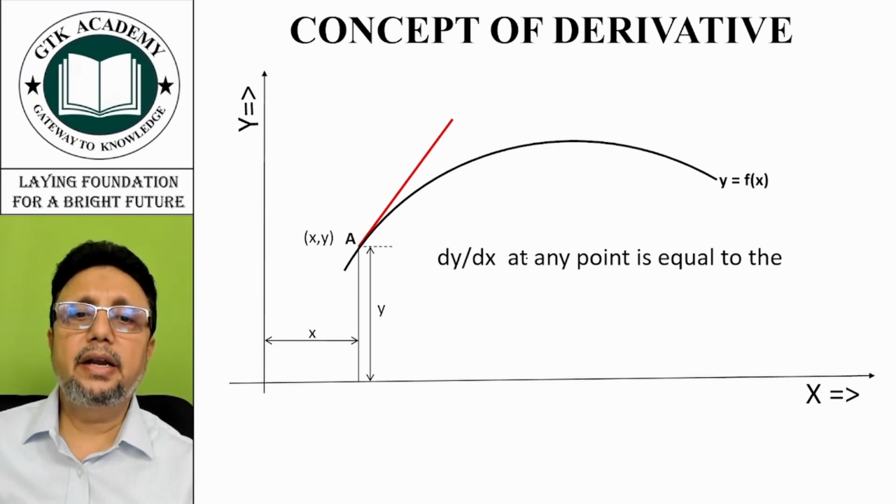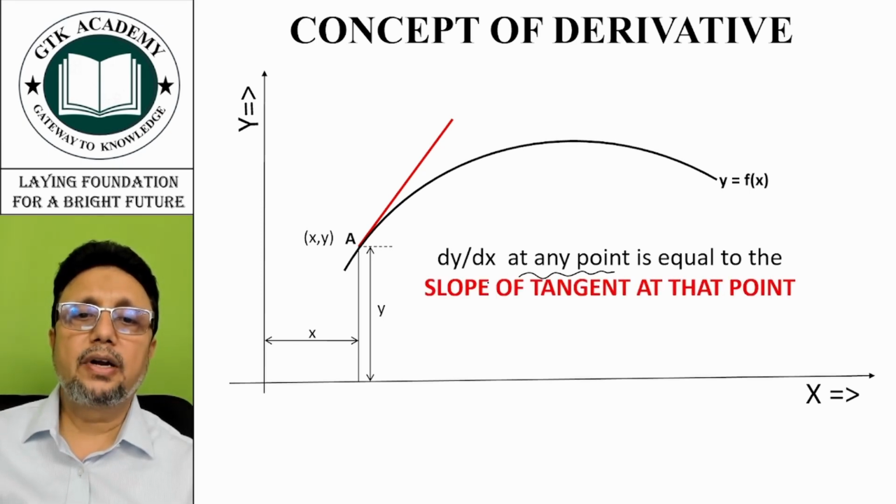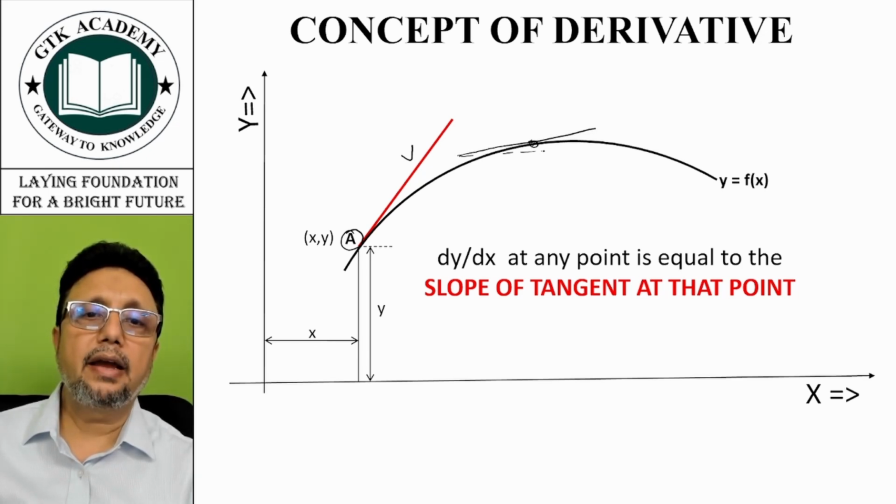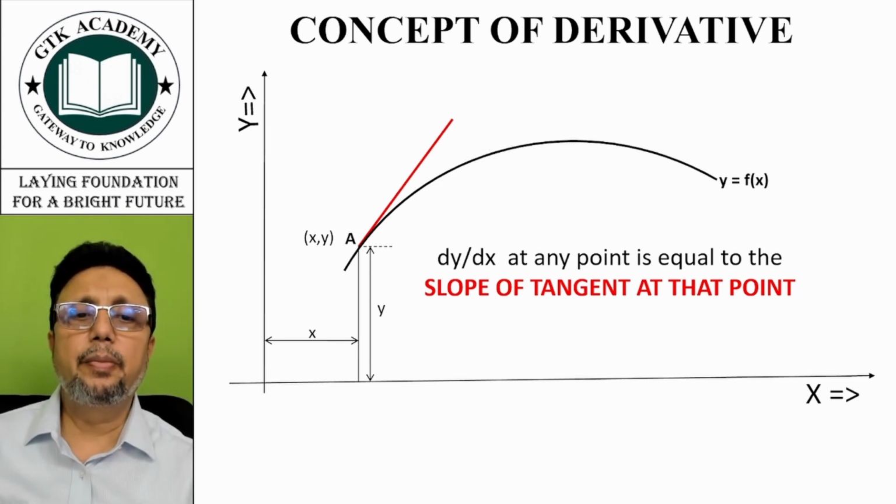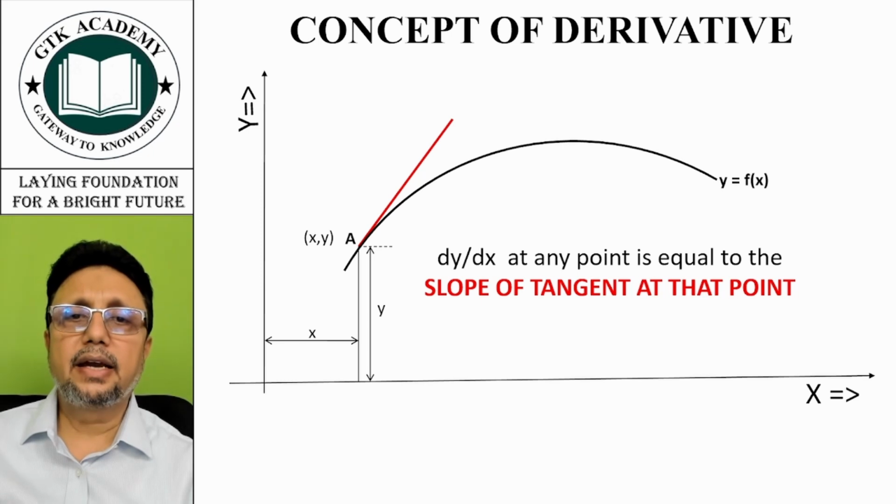Now dy by dx is called derivative or differential coefficient. Also, dy by dx at any point is equal to the slope of the tangent at that point, because we have seen dy by dx at A is equal to the slope of this red line. So at any point, if you want to find dy by dx, just draw a tangent and see what angle it makes with x-axis. Take the tan of that. That will be dy by dx.